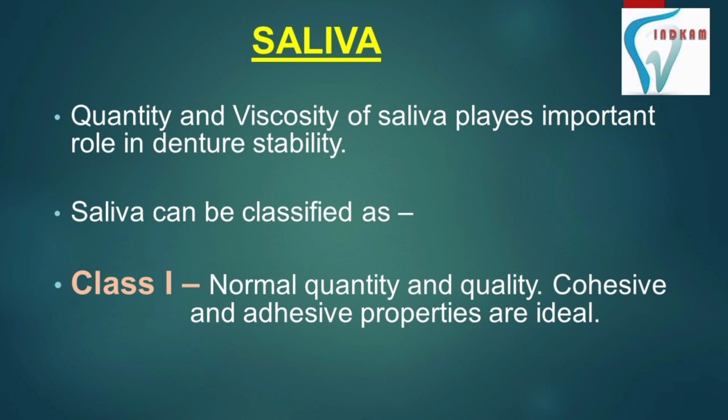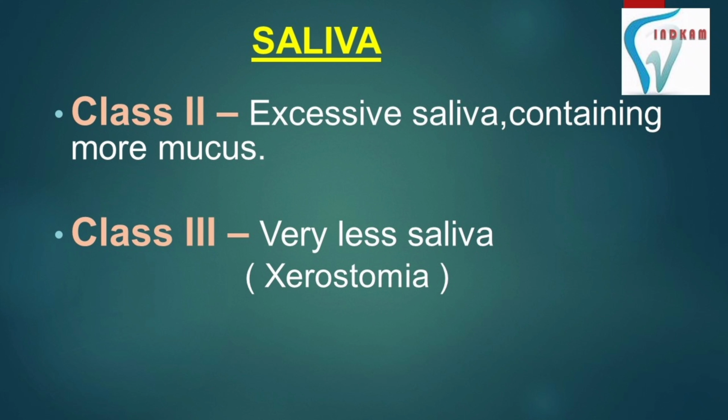The next one is saliva. Quantity and viscosity of saliva play an important role in denture stability. So, saliva can be classified into 3 classes. In class 1, normal quantity and quality of saliva is present and cohesive and adhesive properties are ideal. In class 2, excessive saliva is there which contains more mucus. And in class 3, very little saliva. That condition is also known as xerostomia.